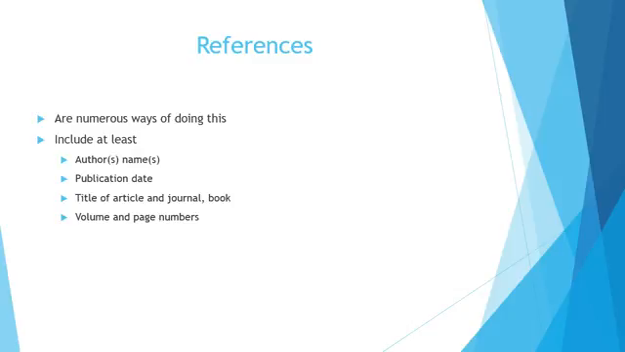Now let's move away from the budget and talk about references. In your literature review and perhaps other parts of the proposal, you may have cited some pertinent references. There are a number of ways of doing this. A lot of individuals will follow the APA method. Whatever method you use, you want to include at least the following: the author or authors' names, the publication date, the title of the article, and the journal or the book in which you found the reference. The volume and page numbers should also be included.